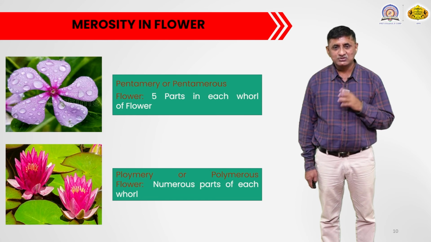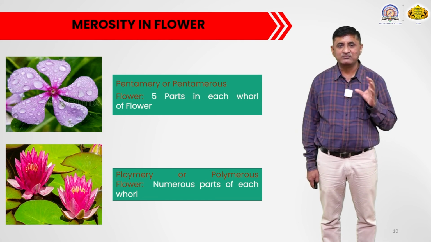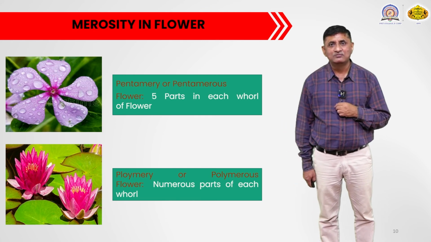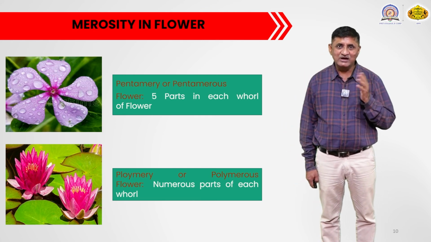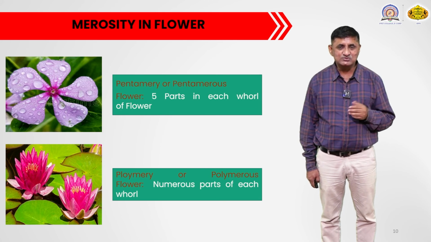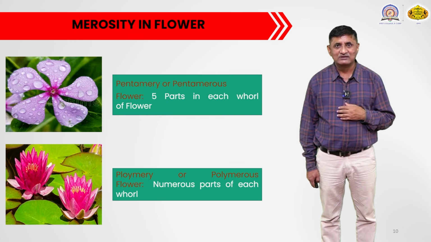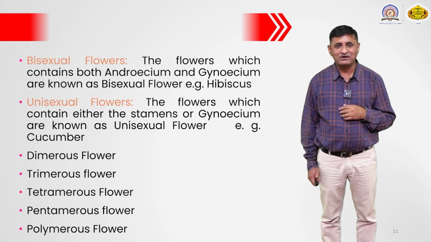It is a polymerous flower. So, in this way, on the basis of merosity or number of floral parts, we can divide flowers into 5 kinds: dimerous flower, trimerous flower, tetramerous flower, pentamerous flower, and polymerous flower.